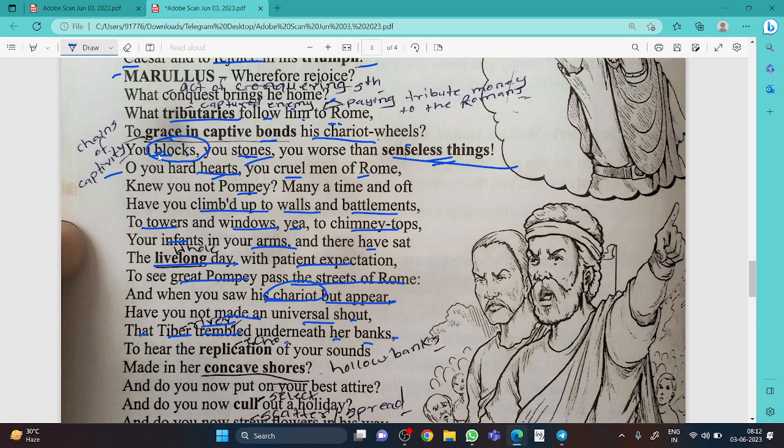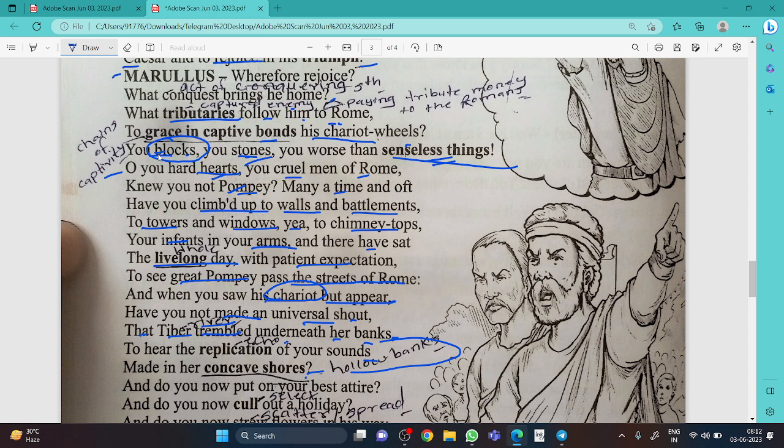Better try to understand: "to hear the replication," means echo, of your sound made in "concave shores," means hollow banks. Try to understand here, beta. Marullus is saying what? He is basically warning the common people: do you remember many a time and oft, if you remember about Pompey, so powerful he was.